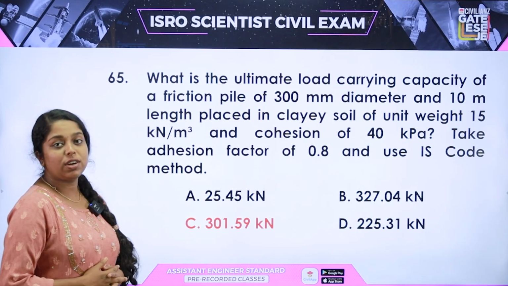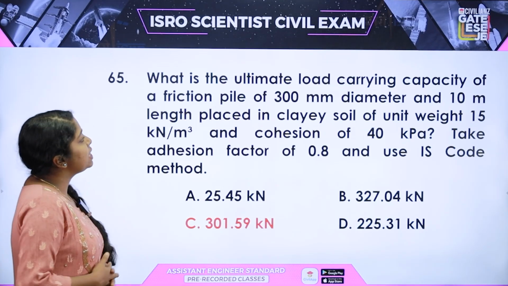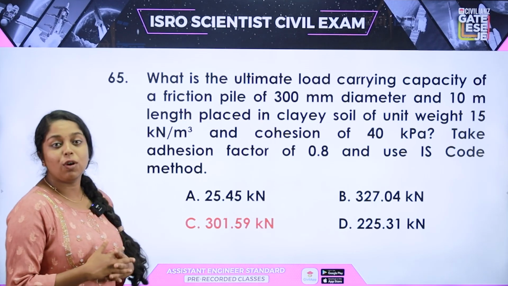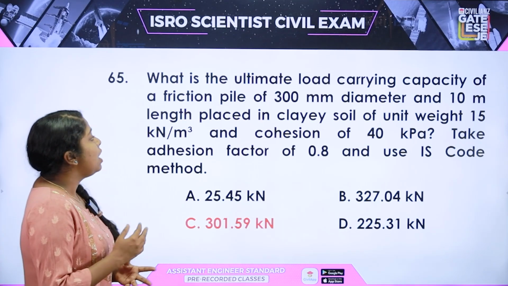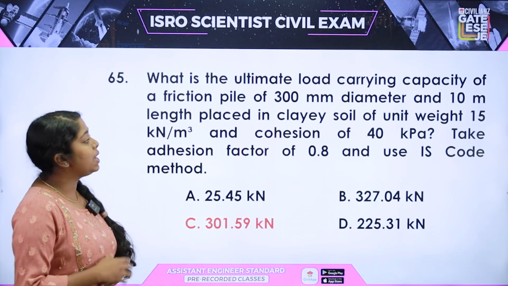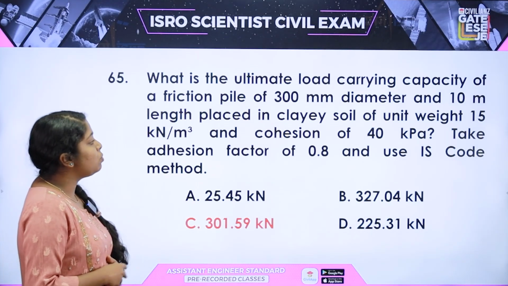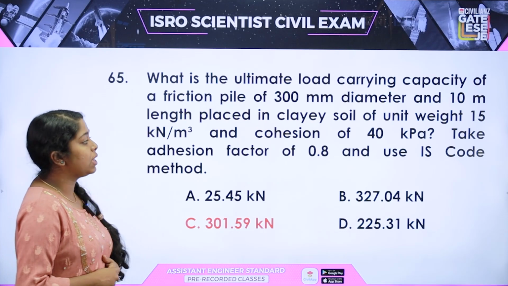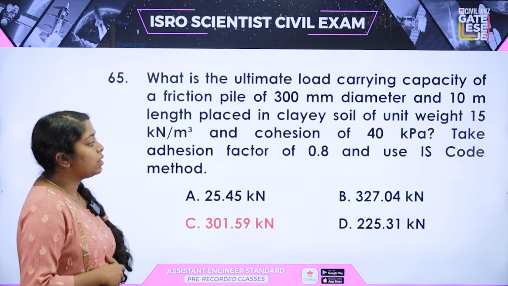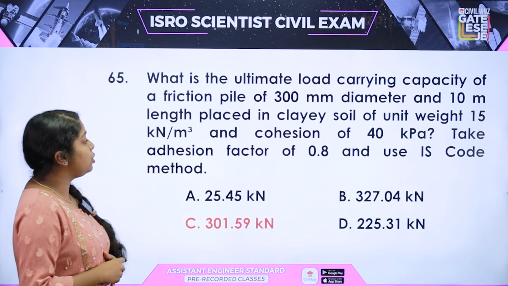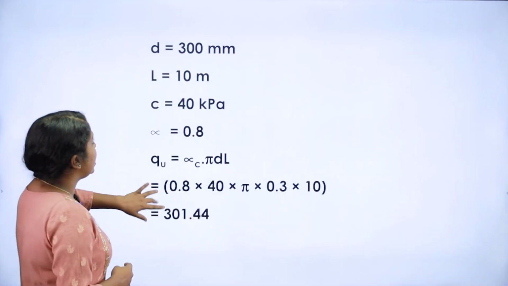It is also from geotechnical engineering. The question is, what is the ultimate load carrying capacity of a friction pile of 300 mm diameter and 10 meter length, placed in clay soil of unit weight 15 kN per meter cube and a cohesion of 40 kilopascal. Take adhesion factor alpha as 0.8 and using the IS code method we need to find out the ultimate load carrying capacity.